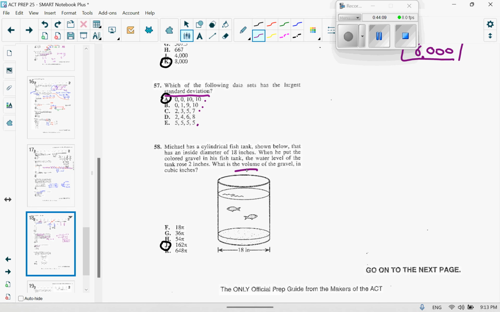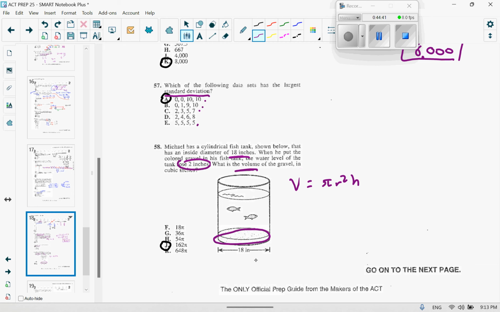Here, it's a volume. The whole thing was 2 inches, diameter of 18. Well, volume of a cylinder is going to be pi r squared times h, which should make sense because if I think about volume in general, it's typically my base shape area times my height. Well, what's my base shape? My base shape is a circle. So this is just the area of the circle on the bottom.